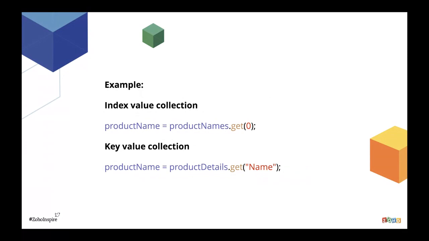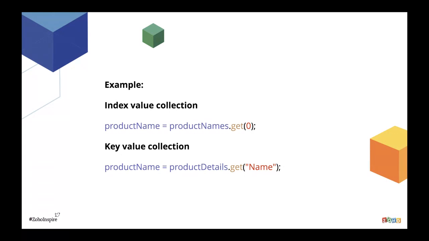So here's an example where we show you how to retrieve from an index value collection. So we have product name equals product names, which is the collection name, dot get, and I've specified 0 here, so that would retrieve the first element from the collection. And next is an example for a key value collection. So you have product name equals product details dot get, and I've specified the key name, which is name.